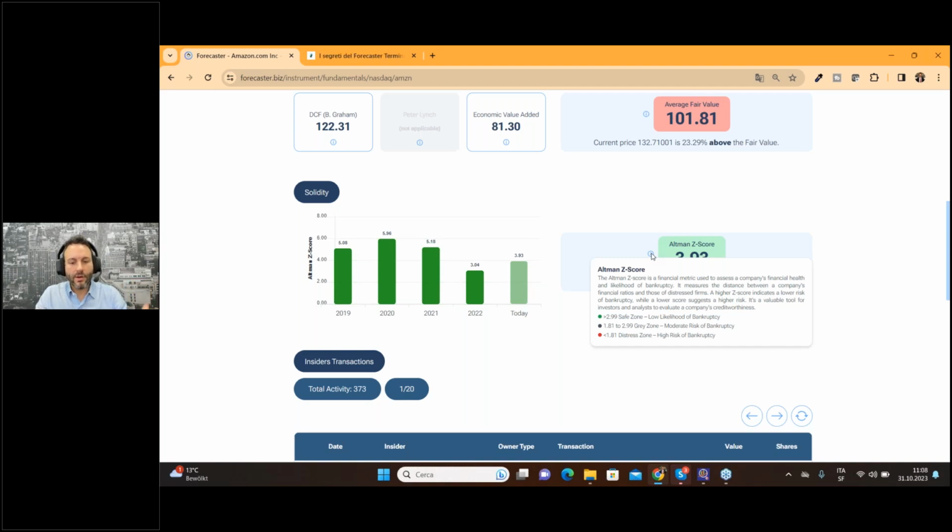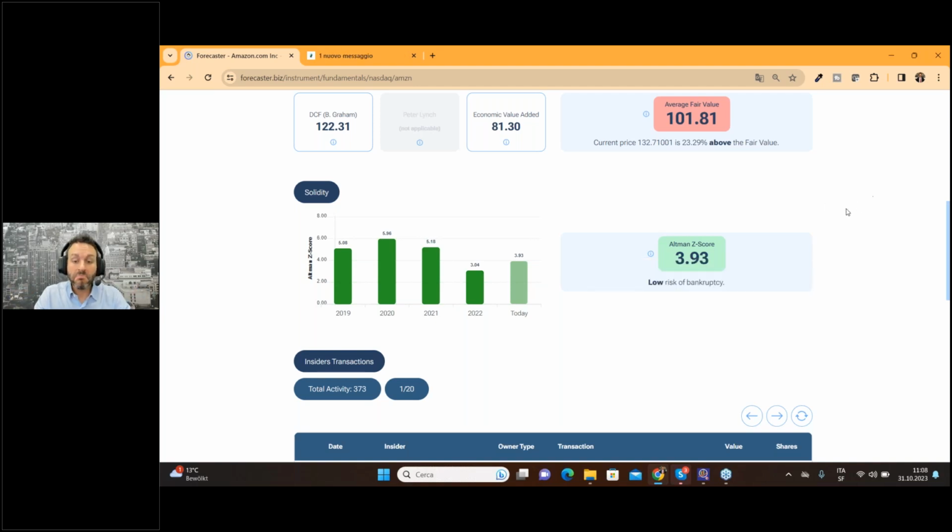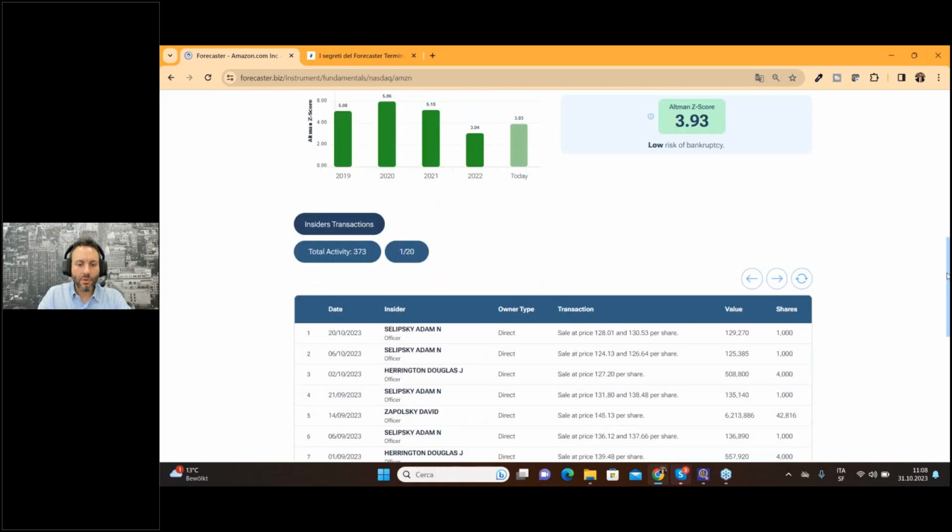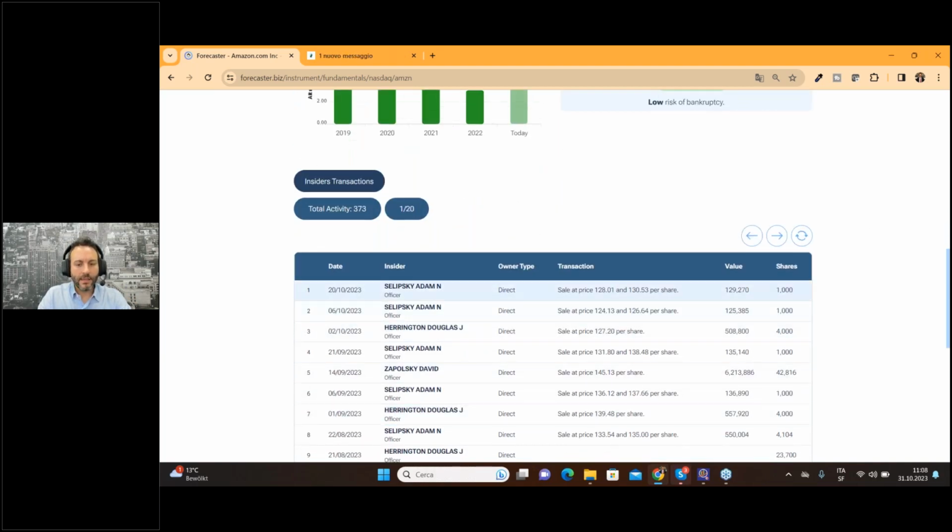To make it simple, when we have a value, as the description here says, above 2.99, we are in a safe zone. So for Amazon, despite being overvalued, we don't have right now any risk of bankruptcy because we are in the safe zone. In the safe zone, we have a high Z-score of 3.93 and below, we have institutional stock trades, but in this case, we don't need them.